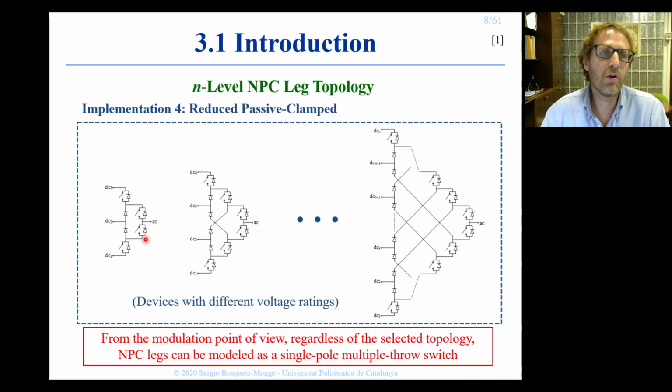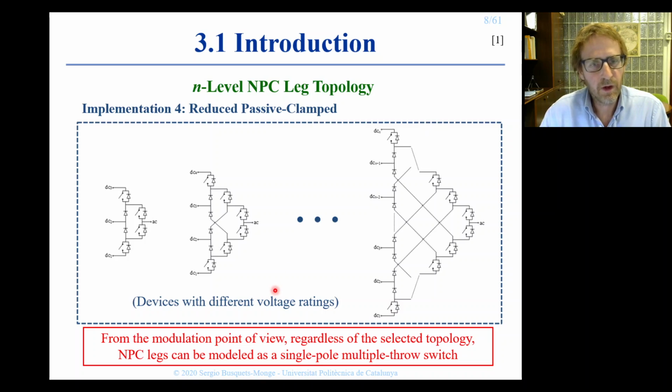Similarly, we can also combine some of the diodes in the passive clamp topology to reduce the number of diodes and reach the reduced passive clamp version of the topology, which is the topology widely appearing in the literature. In this case, we will have a lower number of diodes as compared to the regular passive clamp topology, but some of them will have higher voltage ratings.